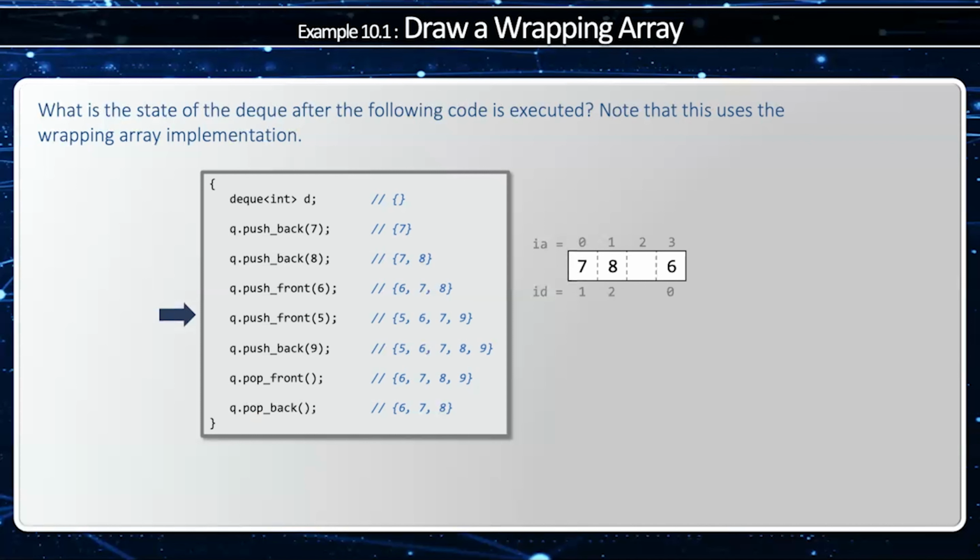When I push front 5, now 5 is going to go before 6, and so now 5 is the new front of the Deque. So it's going to be slot 0, which corresponds to array index 2. Now my Deque is full.